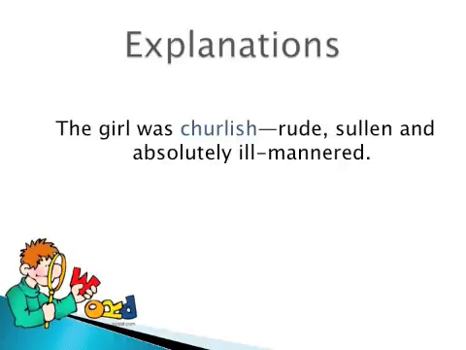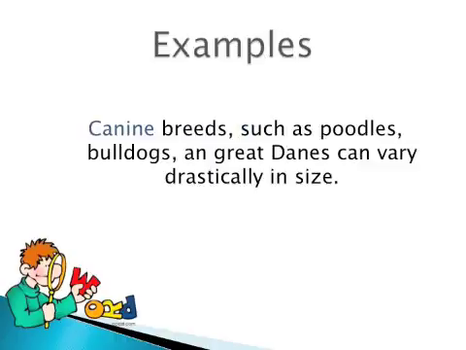Explanations make a separate statement about the unknown word. In this sample sentence, the girl was churlish, rude, sullen, and absolutely ill-mannered. We could see that churlish is further explained by the explicit statement included in the sentence. Examples occur when an unknown word is surrounded by more commonly recognized counterparts of itself. In the sample sentence, we can see that poodles, bulldogs, and Great Danes reflect back on the counterpart canine.